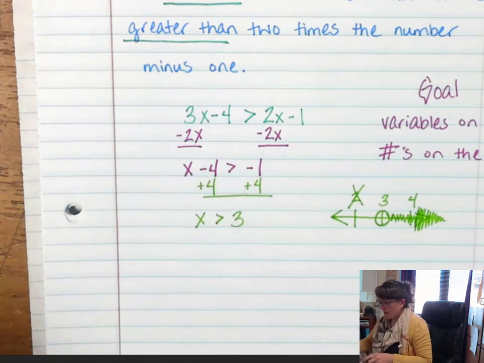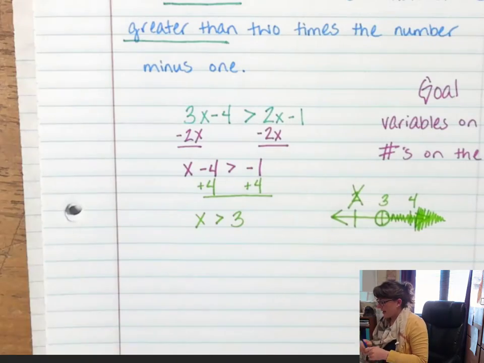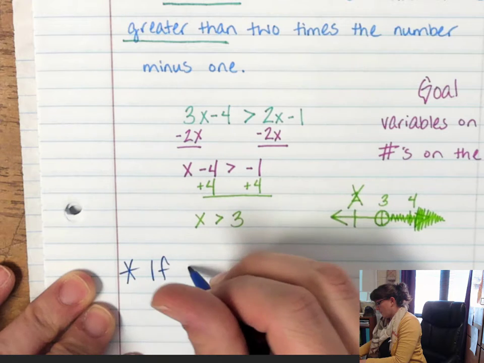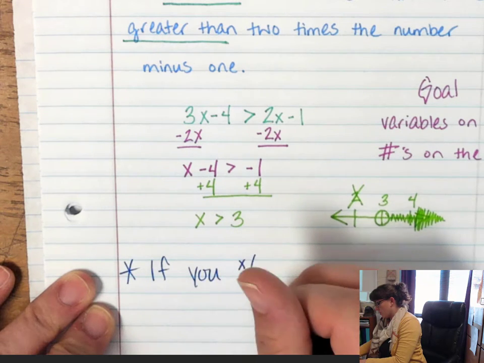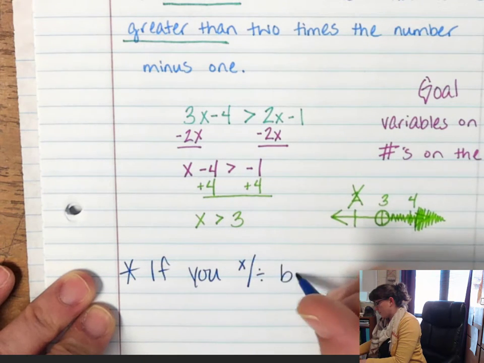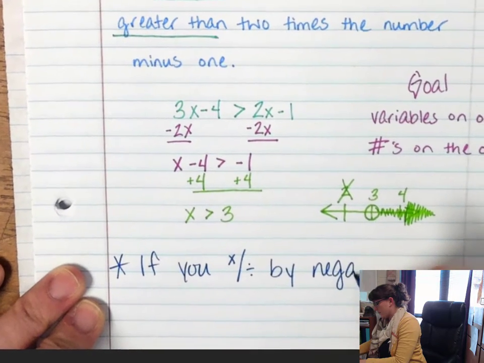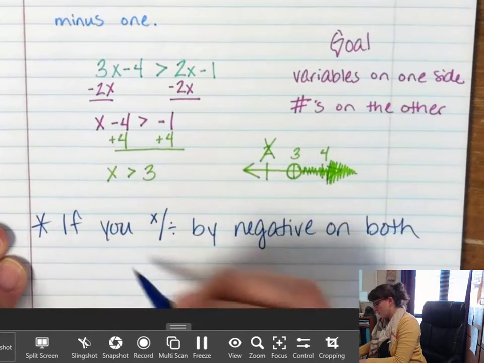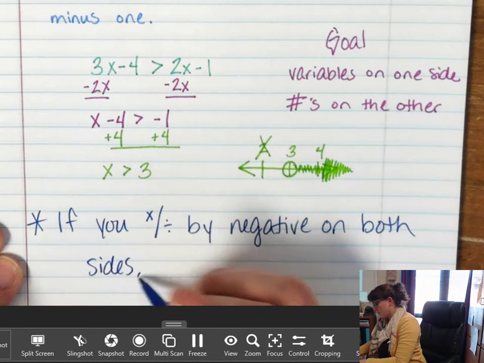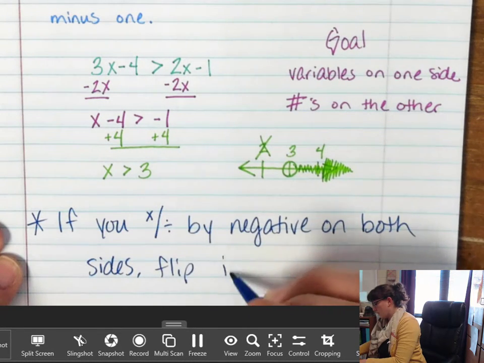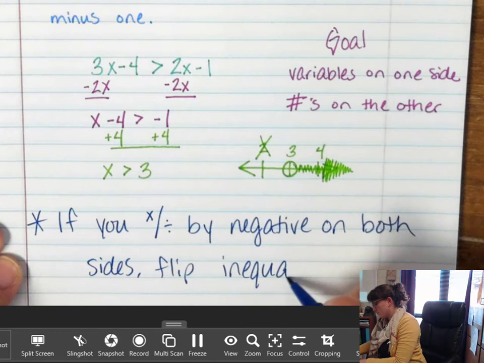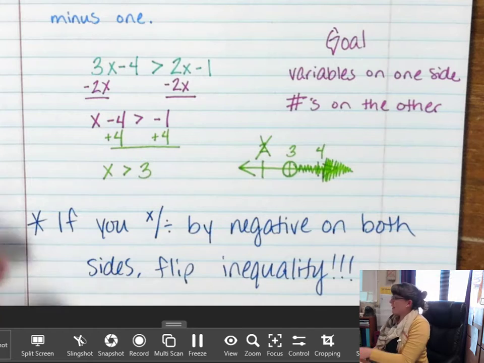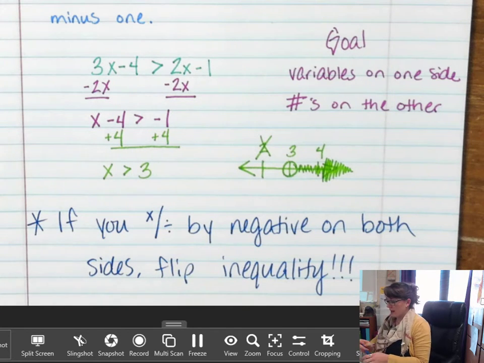Now, remember, the big rule here is if you multiply or divide by a negative on both sides, flip the inequality over. Everything else is just like an equation, except for that.